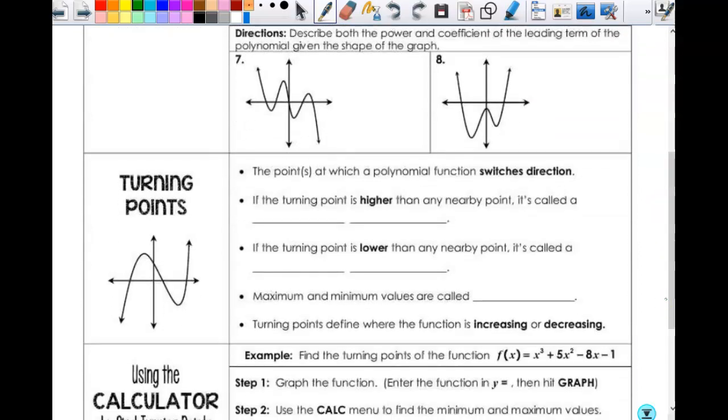Let's look at 7. So it says, describe both the power and the coefficient of the leading term of the polynomial. So I have no idea what the actual equation looks like at this point, but we should know that, first of all, would this be even or odd? Odd. So we have an odd power. And would the leading coefficient be positive or negative? Negative. Okay. Questions about that one? All right, then you do number 8.